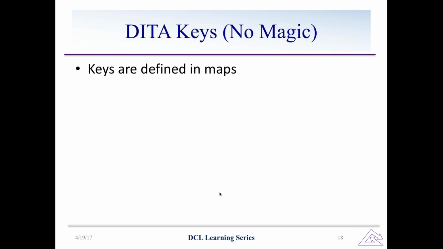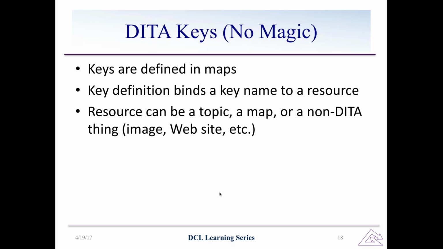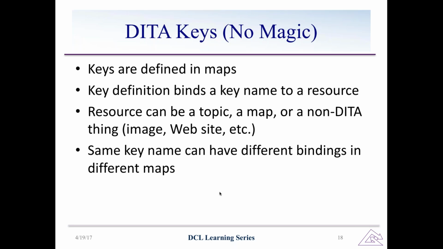Right? So keys are defined in maps. The key definition binds a key name to a resource, right? So a resource meaning anything you can point to using a URL. And that resource can be a topic, it can be a map, or it can be a non-DITA thing, right? So a non-DITA thing, image, website, anything that's neither a map nor a topic is by definition a non-DITA thing, and I can point to it using a URL.